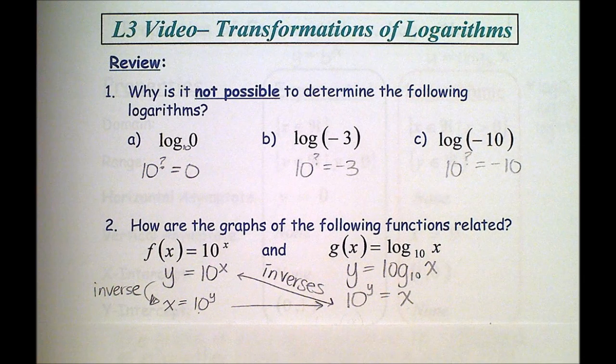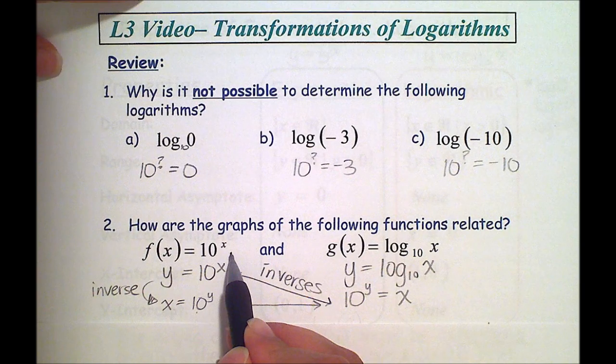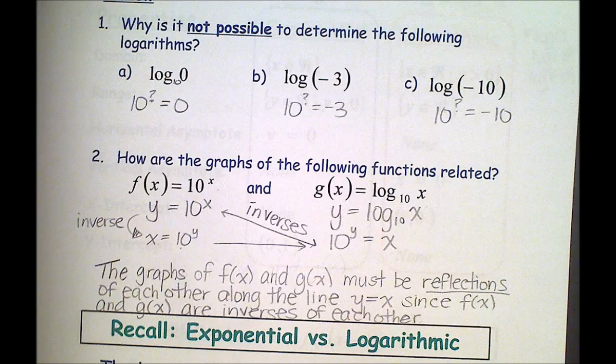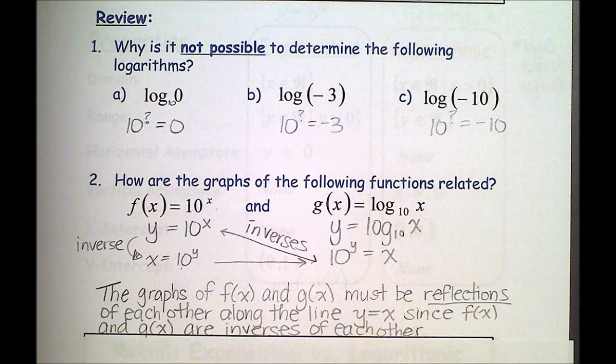Okay, so how are the two functions related? Well, this is an exponential function with a base of 10, and this is a logarithmic function with a base of 10. And so these two functions are inverses of each other. Okay, so the graphs of f of x and g of x must be reflections of each other along the line y equals x, since f of x and g of x are inverses of each other.